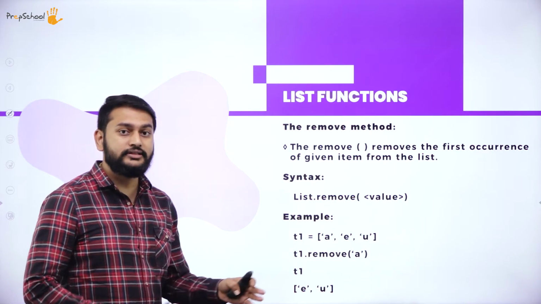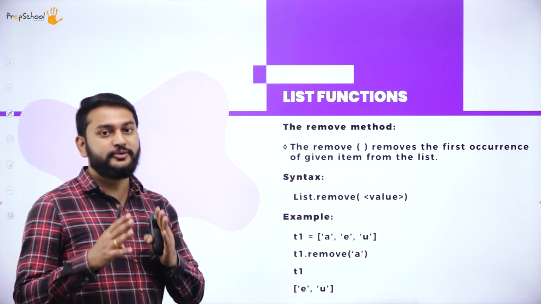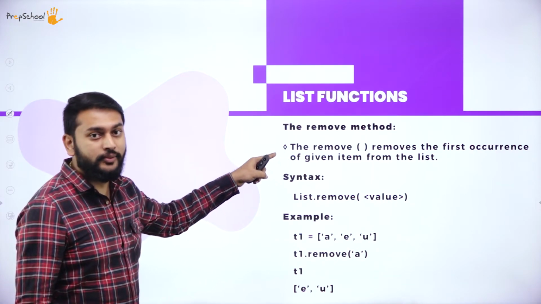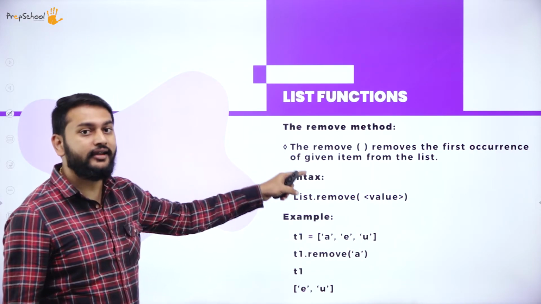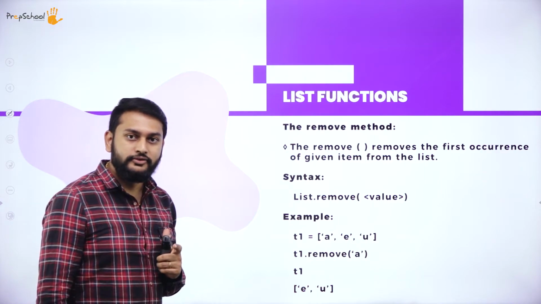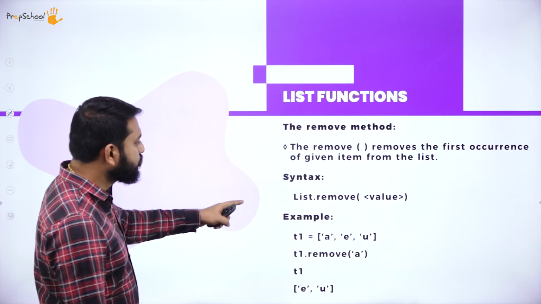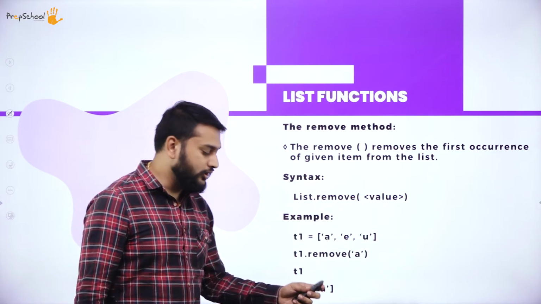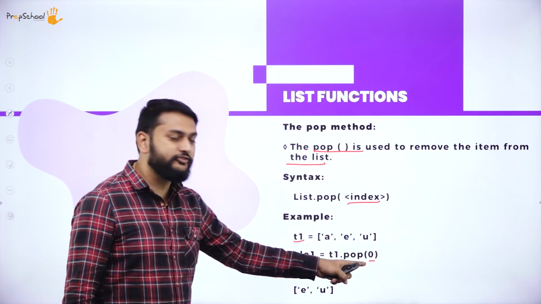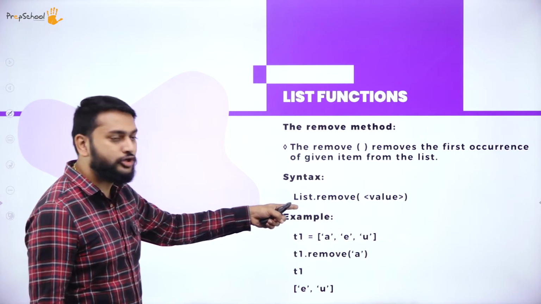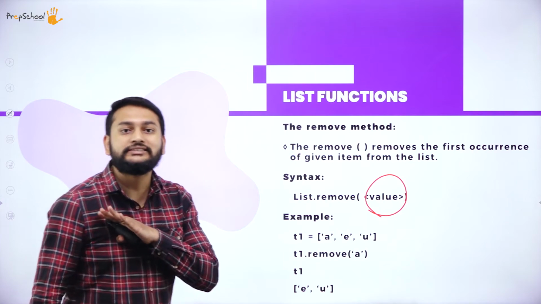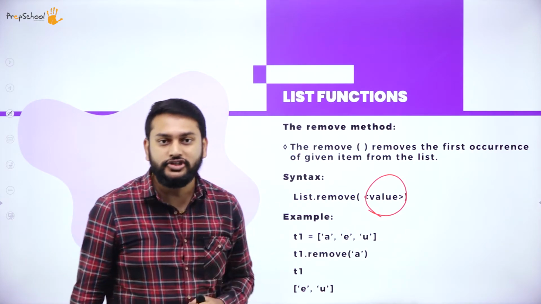Guys, there is a difference between pop and remove. Please understand that. So what happens with the remove function? The remove function will remove the first occurrence of that particular element. So list dot remove, whatever value you are passing. With respect to pop, you have given the index, but when it comes to remove, you are passing the value, not the index. This is what you need to understand.